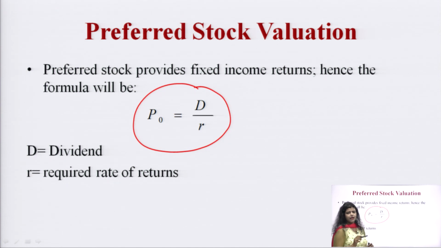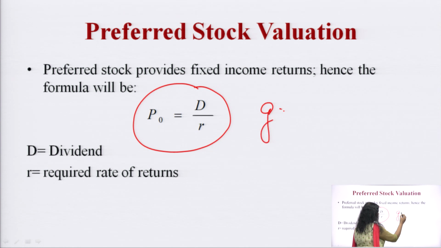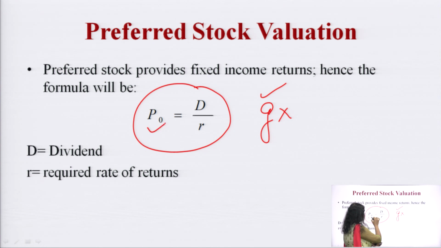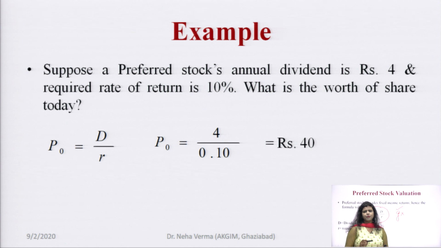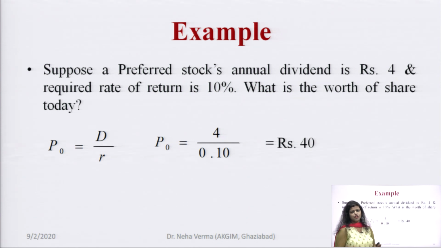Now, D divided by R, because here the factor G, that is the growth rate, is not considered in the preference share valuation. You already know the reason: preference shares are fixed income securities, that is, the dividends on preference shares are fixed, and that is why growth rate has no meaning in preference share valuation. So the formula is very, very simple. P0, which is the intrinsic value, is the dividend divided by the required rate of return. By using this formula, you can calculate the preference share valuation.